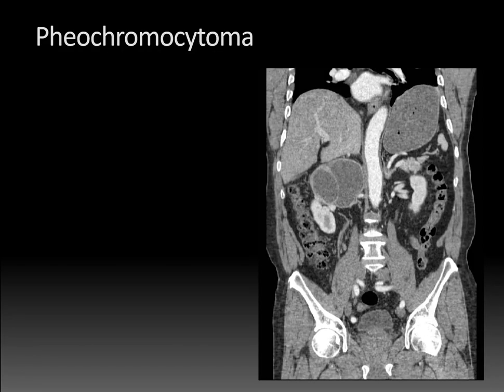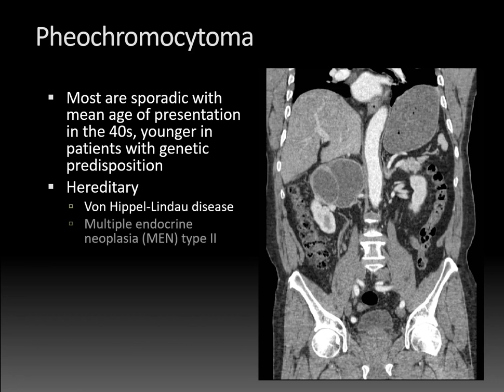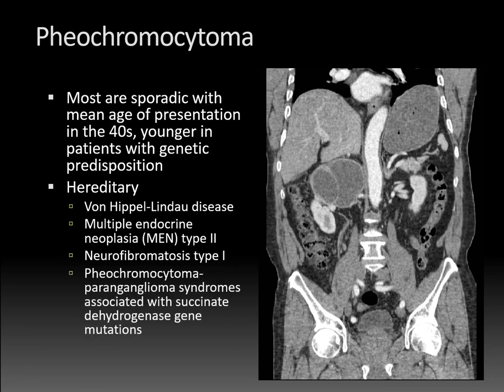So most cases of pheochromocytoma are sporadic, with the mean age of presentation in the 40s. And younger presentation will be seen in patients that have a genetic predisposition. And those patients that will have a hereditary form of pheochromocytoma may have one of these syndromes: von Hippel-Lindau disease, multiple endocrine neoplasia type 2, neurofibromatosis type 1, and this one's a bit of a mouthful, pheochromocytoma-paraganglioma syndromes associated with succinate dehydrogenase gene mutations. And that's something that will typically be tested for in patients that have paraganglioma.